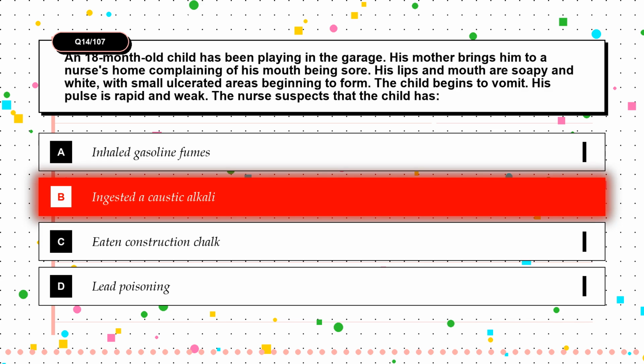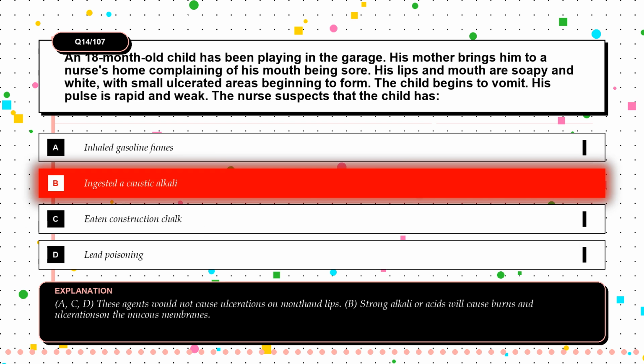The correct answer is option B. Ingested a caustic alkali. A, C, D. These agents would not cause ulcerations on the mouth and lips. These strong alkalis or acids will cause burns and ulcerations in the mucous membranes.